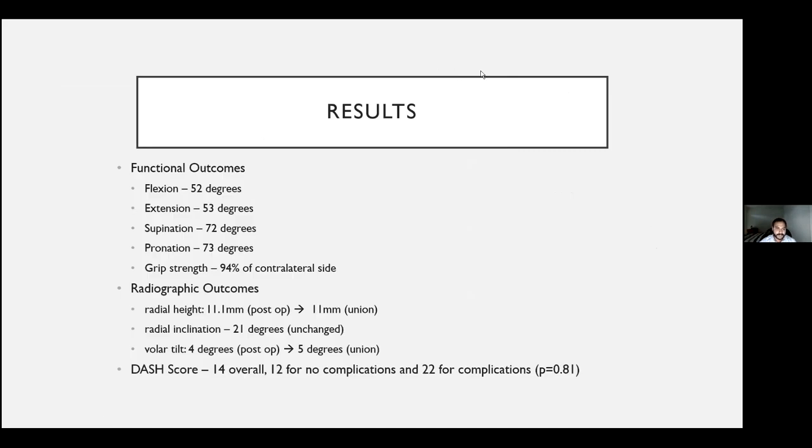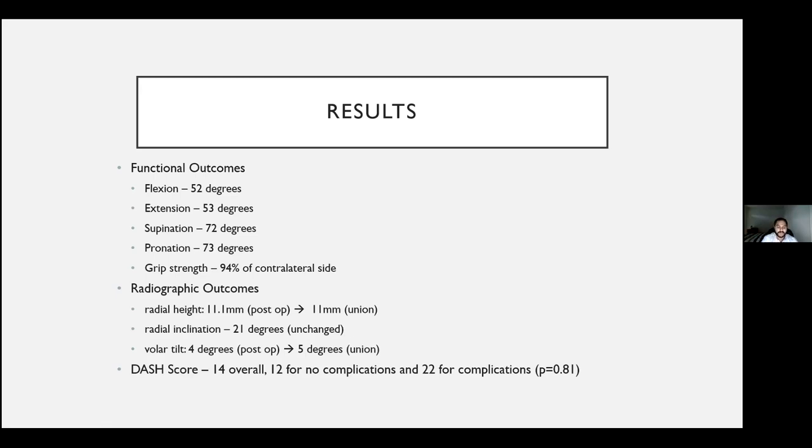So these are the results from the study. Functionally, on average, the volar plate patients had flexion at about 52 degrees, extension 53 degrees, supination 72 degrees, pronation 73 degrees, and the grip strength was about 94% of the contralateral side. Radiologically, radial height on average postoperatively was 11.1 millimeters, and at union was found to be 11 millimeters. Radial inclination didn't change from postoperatively to union at 21 degrees, and volar tilt was 4 degrees postoperatively and found to be 5 degrees at union.